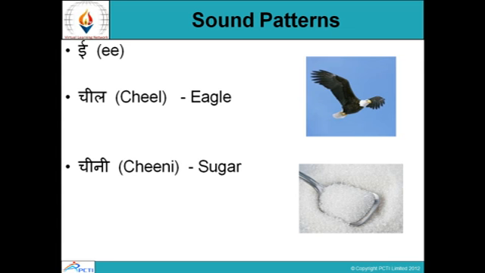So the word here is cheel. Cheel is what? Eagle. We have seen this bird. It has big, large wings, and it's a bird which feeds on dead and decaying matter. It's a big bird, usually flying at heights. You can see in the picture. It is usually found in India.